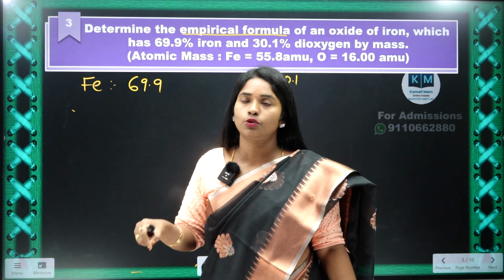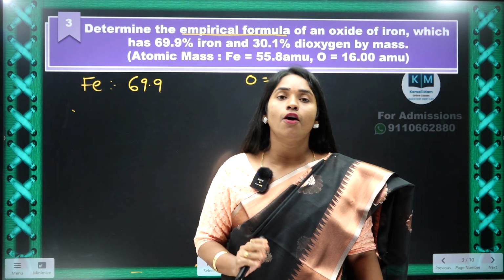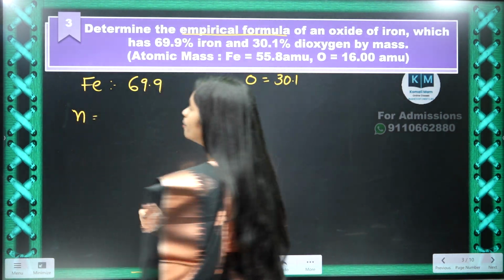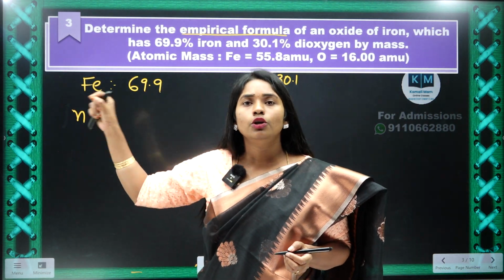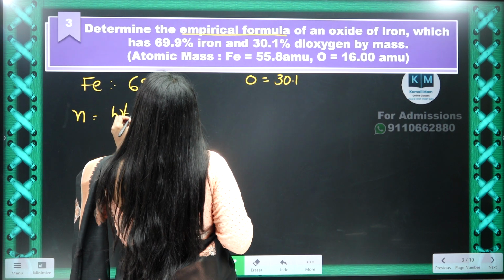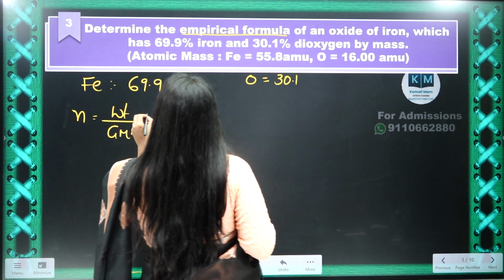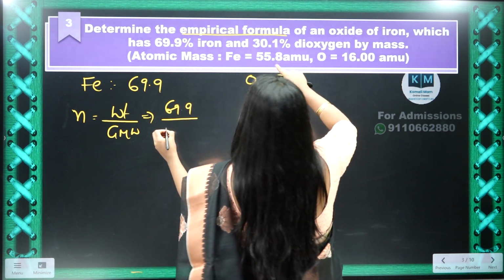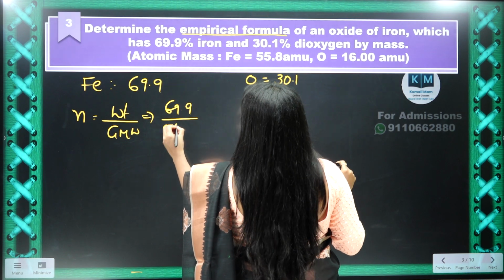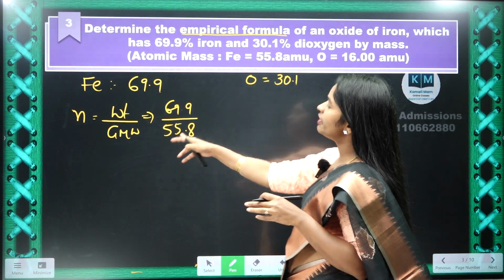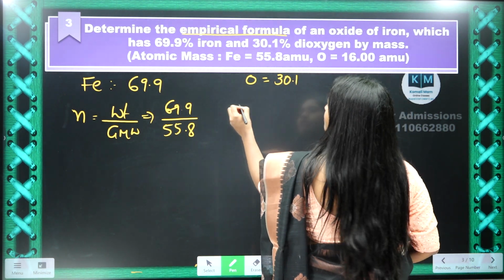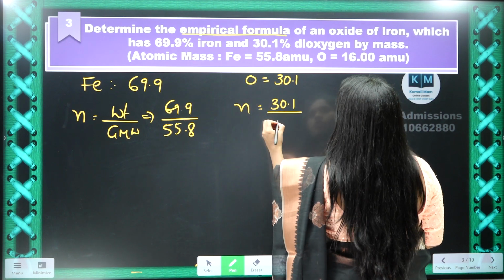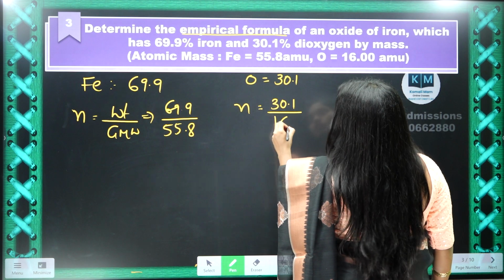How do you have to solve this question? First, you have to calculate the number of moles. What is the formula to calculate the number of moles? The formula is weight by gram molecular weight. What is the weight here? 69.9 divided by the gram molecular weight, which is 55.8. For 1 mole, 55.8 grams. Okay. Then in the same way, find the moles: 30.1 divided by its weight. The molar mass of oxygen is 16.